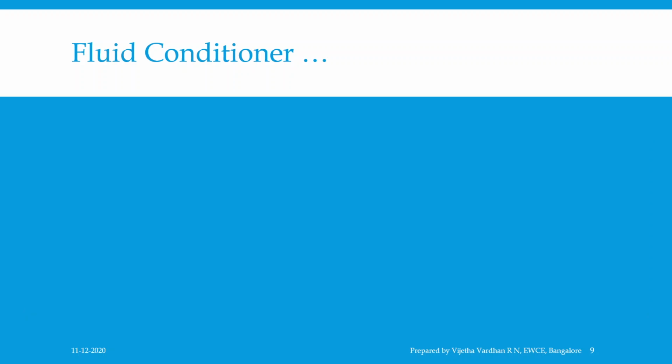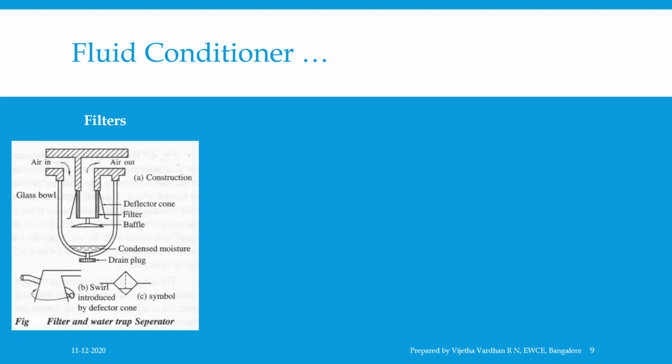Then coming to the next concept of the fluid conditioners, they are called filters. The primary function of a filter is to arrest dirt and smoke particles entering the compressor, pneumatic elements and actuators, to prevent damage to them. These filters may be dry filters or wet filters based on the applications. The figure shows the same.